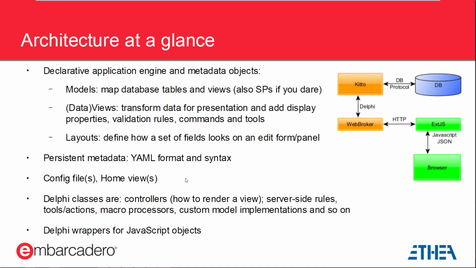Don't use tabs, only spaces. Kitto refuses to parse files containing tabs and tells you so. A YAML file is much like a JSON file, only more compact and readable.